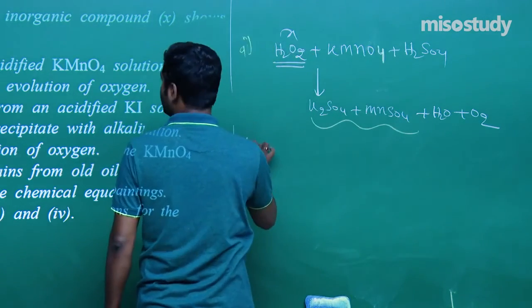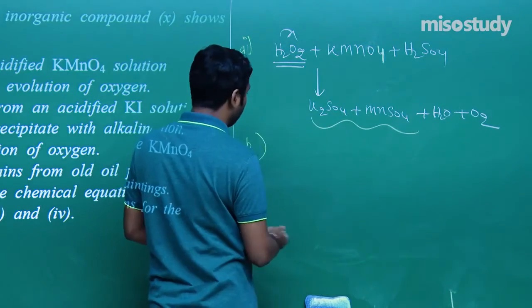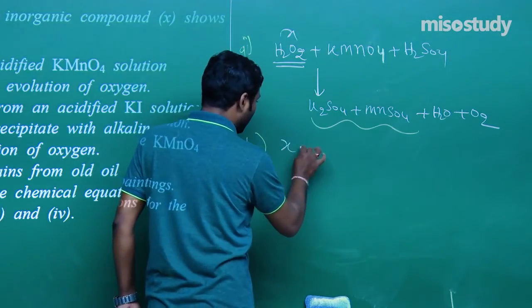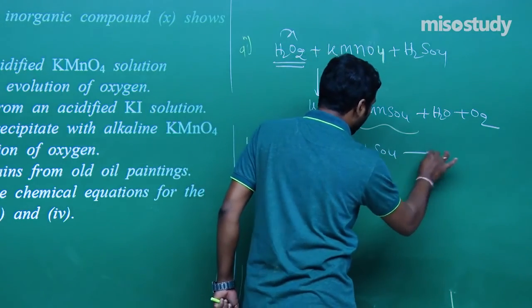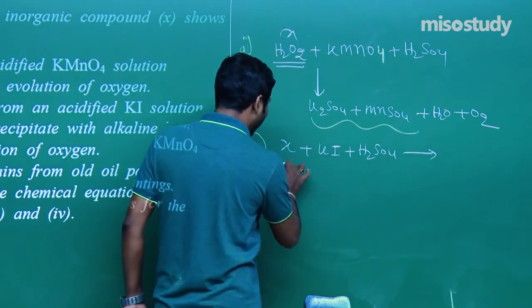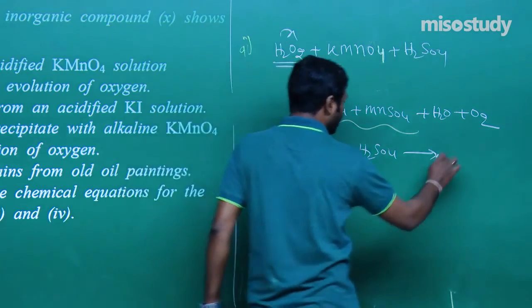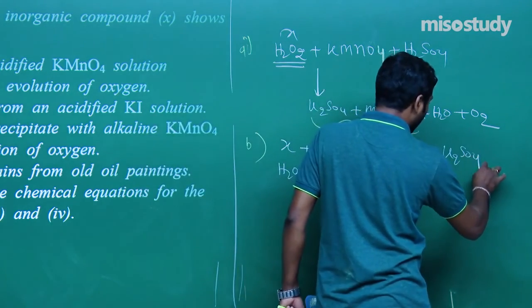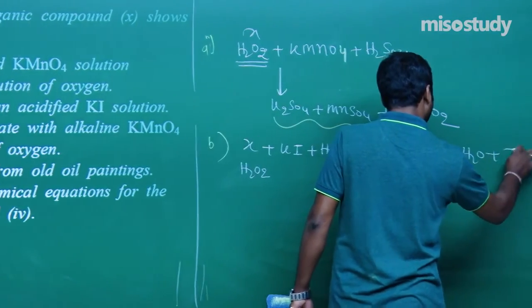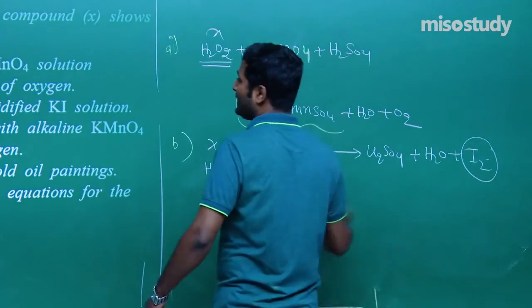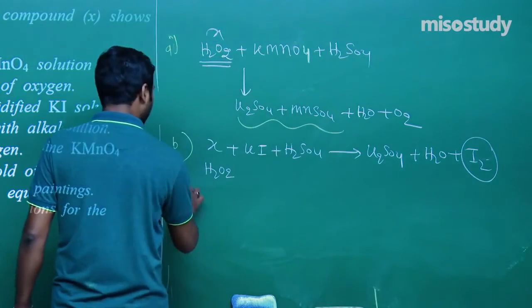Now the second one is it liberates iodine. As we know, X on treatment with KI in presence of H2SO4, if X is H2O2, gives K2SO4, then H2O, and then I2. That is, it liberates iodine. Clear? Do you remember? Familiar?